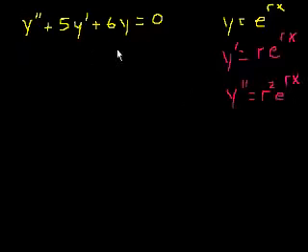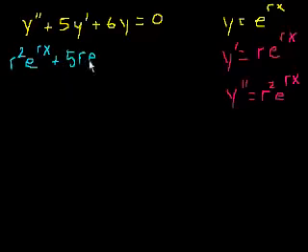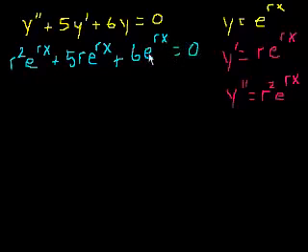And now we're ready to substitute back in, and I will switch colors. So y, the second derivative, that's r squared times e to the rx, plus 5 times the first derivative, so that's 5r e to the rx, plus 6 times our function, 6 times e to the rx, is equal to 0.